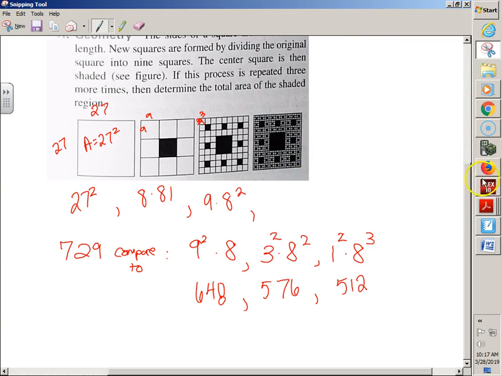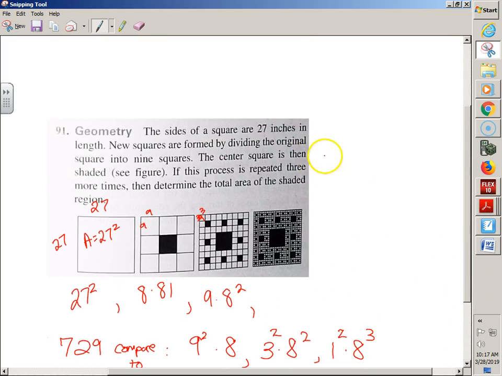Three more times. Determine the total area of the shaded. Oh my goodness, sorry, it's not letting me move over here. The center square is shaded. 3 more times. 1, 2, 3 more times. Wouldn't that be 1 more? Shouldn't we go 1 more? Am I wrong? If this process is repeated 3 times, so they cut it and then they shade it, and then 3 more times. 1, 2. I think we only did 2 more times, right?